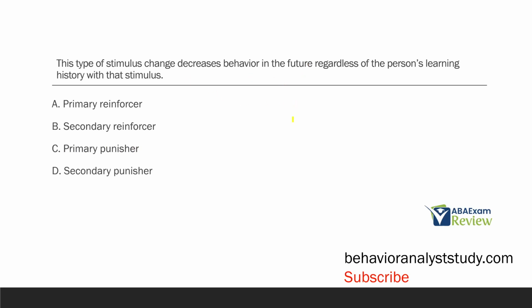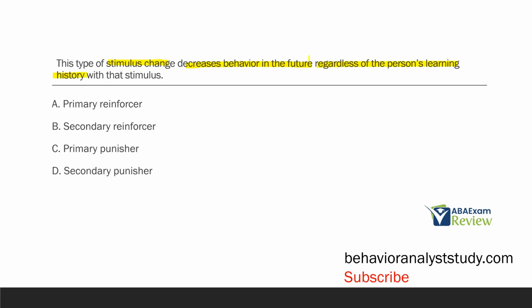This type of stimulus change decreases behavior in the future regardless of the person's learning history with that stimulus. Little definition question to wrap it up, easy one to finish on. Let's break it down. We have a stimulus change. It decreases behavior in the future. So immediately we're thinking punishment, maybe extinction. And here it says regardless of the person's learning history. So we can rule out A and B.